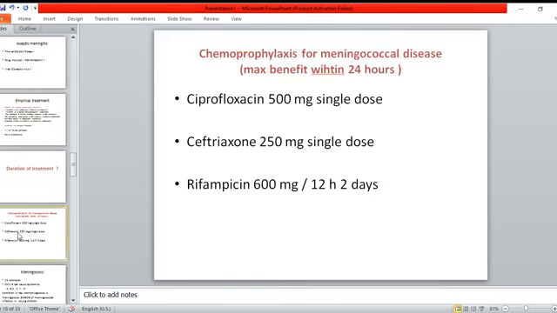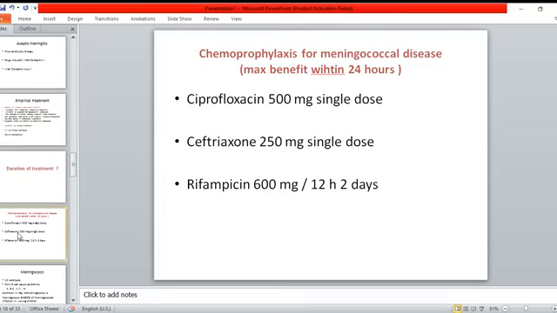How to choose between ciprofloxacin and ceftriaxone? Usually ciprofloxacin is given to adult patients, so above 18 years old we give ciprofloxacin. It's a 500 milligram single dose. That's the chemoprophylaxis for the close contacts in the family usually. If the patient is younger than 18 years old, so if the patient is 16 or 15 years old, in this scenario, if you are asked about the prophylaxis, never give ciprofloxacin. Ciprofloxacin here would be a big mistake.